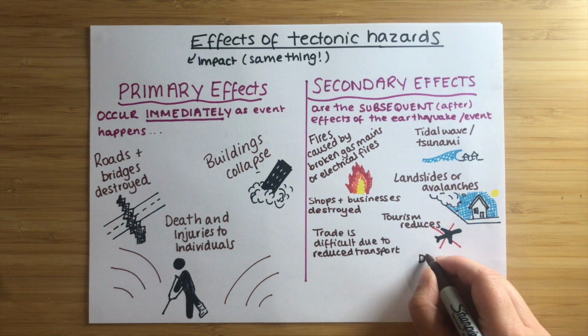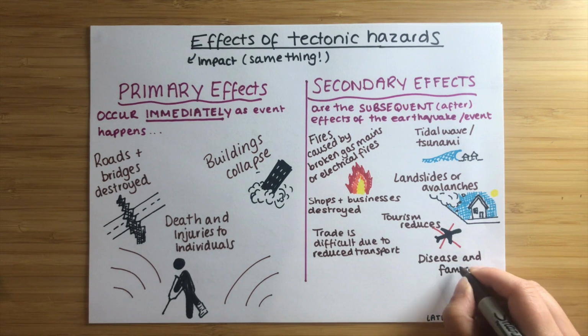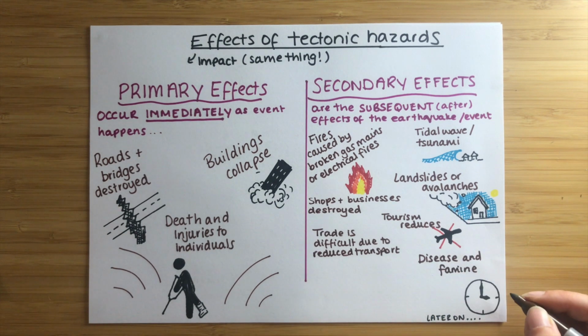Disease and famine are often a secondary effect of an earthquake for many reasons. The first one is a bit like with trade, where it's very difficult to bring in food and goods for people to actually be able to live off. And disease can often be spread quite quickly when people are vulnerable and living in temporary shelters and unable to move back home. And this can often cause problems, especially if there's not good enough sanitation, clean water, and that is often a secondary effect that we will see in a low-income country.